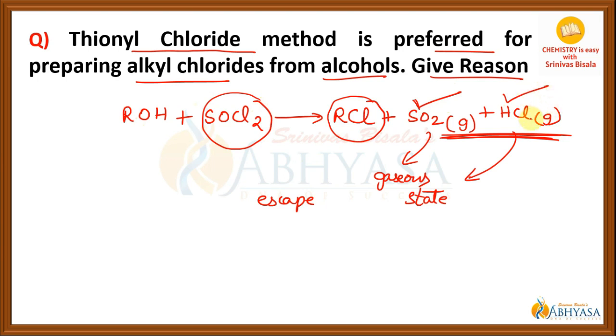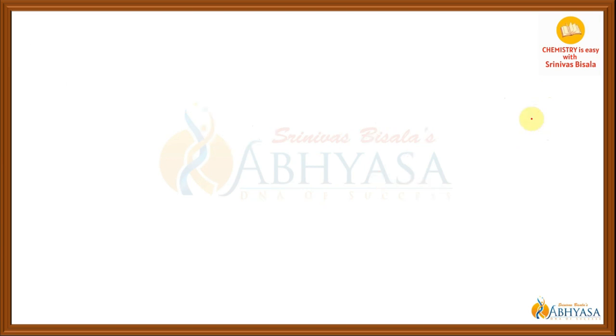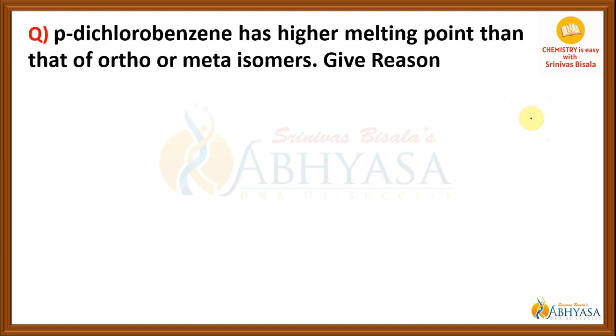Let's move to the next question. Here it is, the second question. Para-dichlorobenzene has a higher melting point than that of the ortho or meta isomers. Give reason for this. To understand this, first let me write down the structures for para, ortho and meta dichlorobenzene.